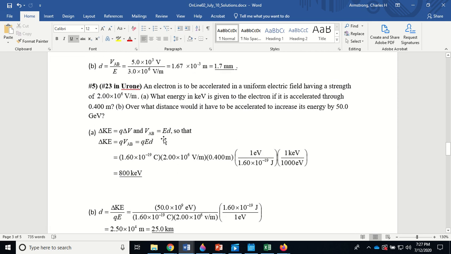Okay, an electron is to be accelerated in a uniform electric field having a strength of 2 times 10 to the 6 volts per meter. What energy in kilo electron volts is given to the electron if it is accelerated through 4.00 meters? Over what distance would it have to be accelerated to increase its energy by 50 giga electron volts?